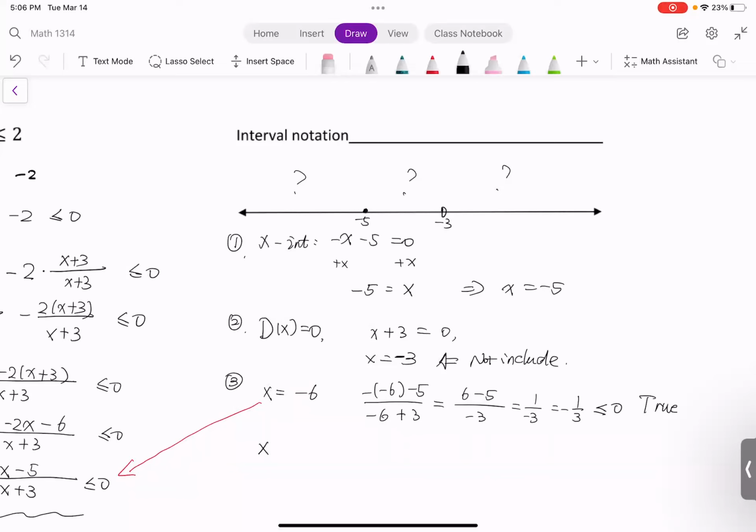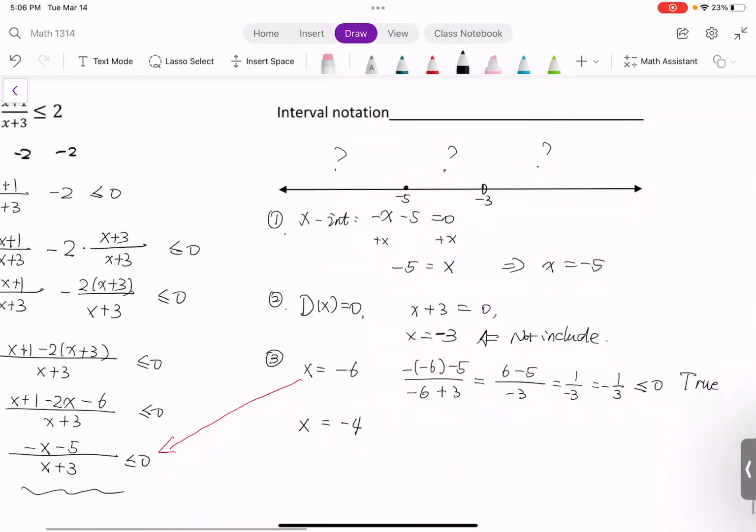And how about some number between negative 5 and negative 3? I'm choosing negative 4 because negative 4 is between negative 5 and negative 3. So put it into the inequality. We have negative 4 minus 5 over negative 4 plus 3. On the top, I have 4 minus 5, and the bottom is negative 1. So the top is negative 1, the bottom is negative 1. We have 1. Is that less than or equal to 0? No, it's false.